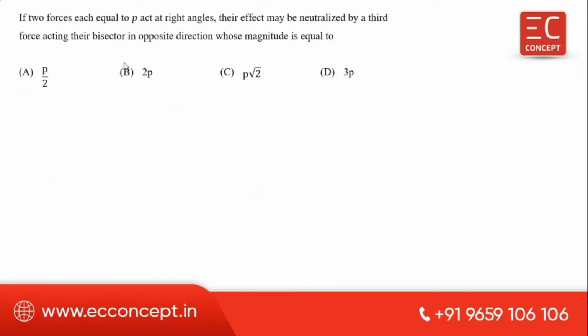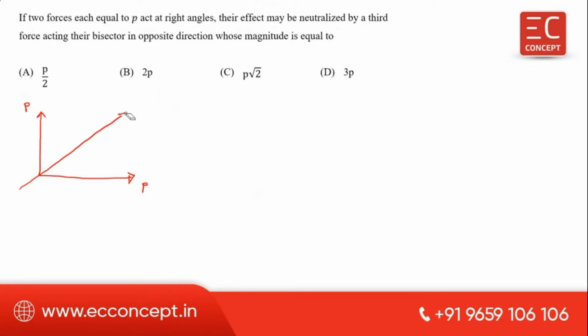Next question. If two forces each equal to P act at a right angle. There are two forces which act at a right angle. This is one force, this is another force. This is a P, this is a P. Acting at right angle, their effects may be neutralized by a third force acting along their bisector. The bisector of these two forces is this. This is the third force which is acting.